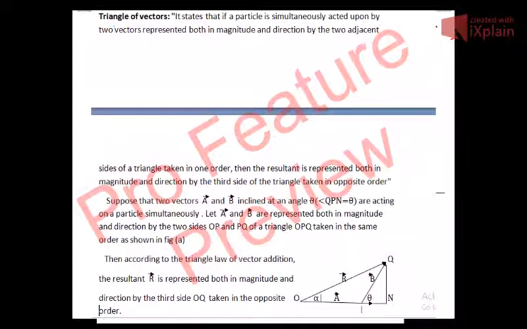There is the triangle of vectors. I think this will be enough for today. So the triangle of vectors we will discuss tomorrow.